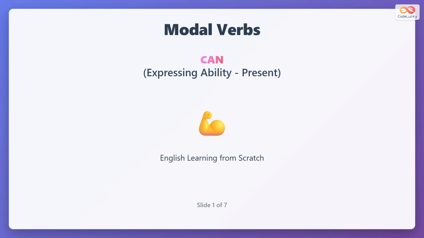Today we learn about the modal verb can. Can expresses ability in the present tense. It shows what people or things are able to do right now. Can is one of the most important helping verbs for beginners.